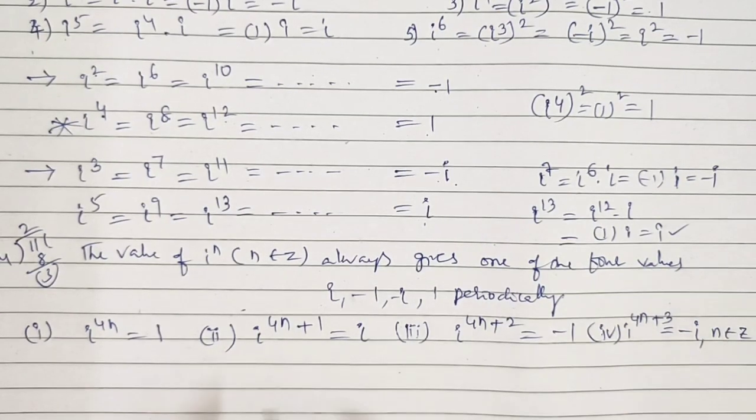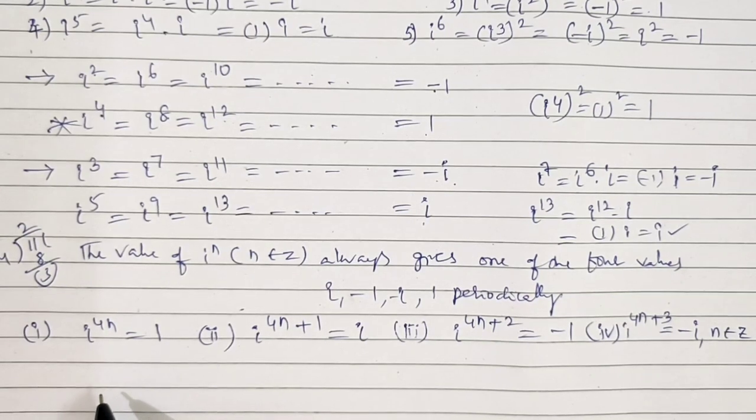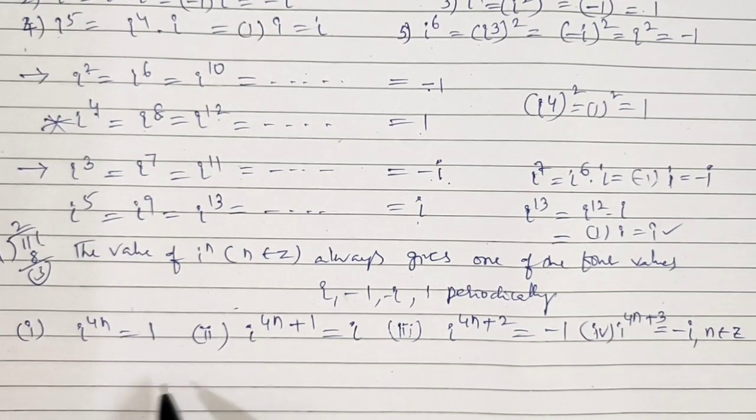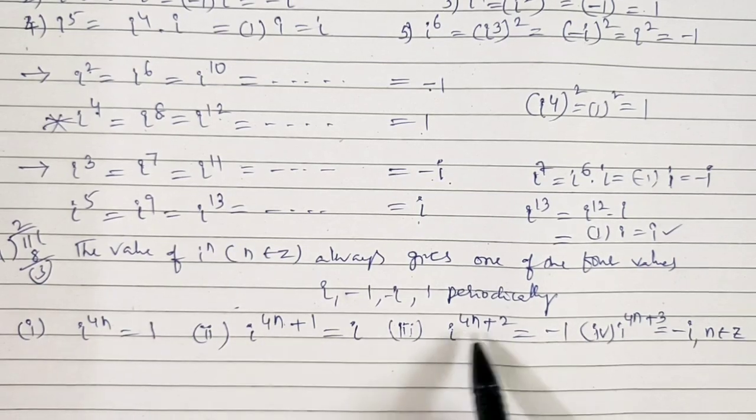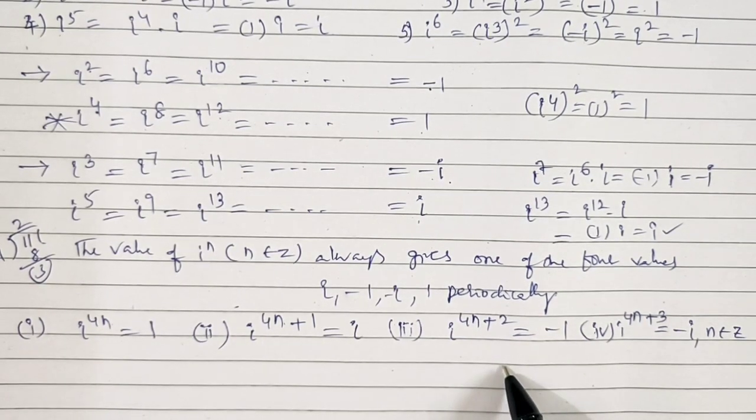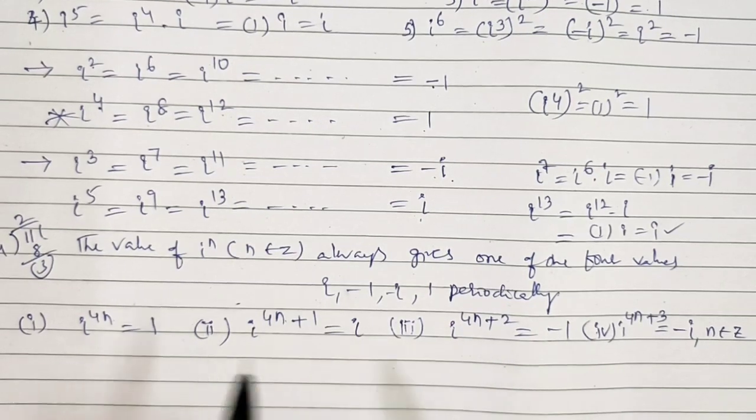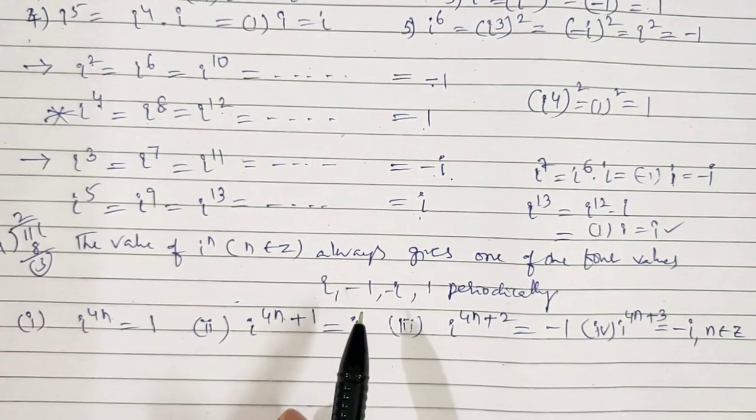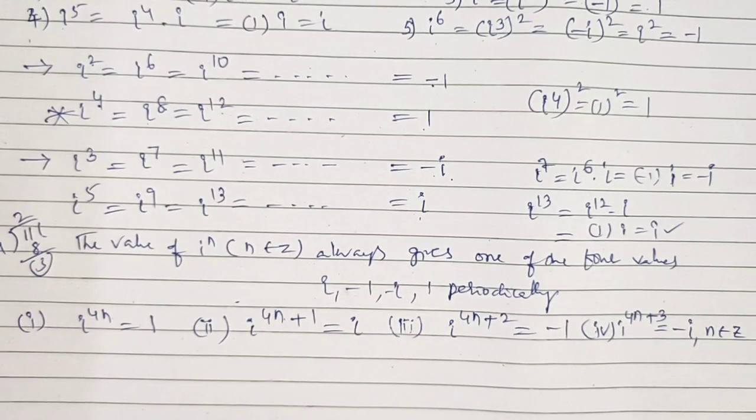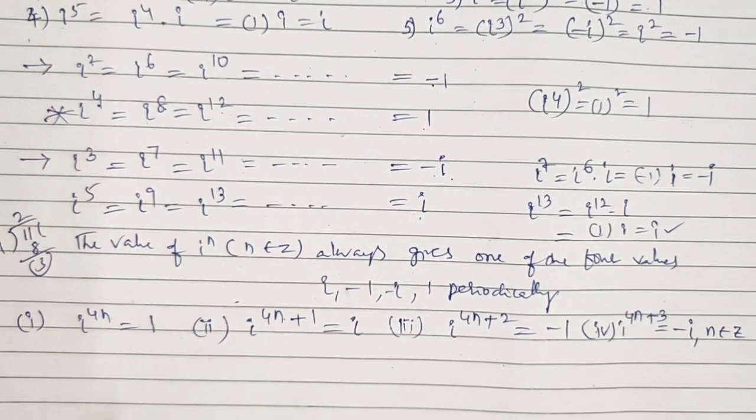In all these cases, n belongs to Z. Okay, clear? n is an integer. So these are the integral powers of the imaginary unity. Okay, most important one. Now based on this, we solve a few problems.